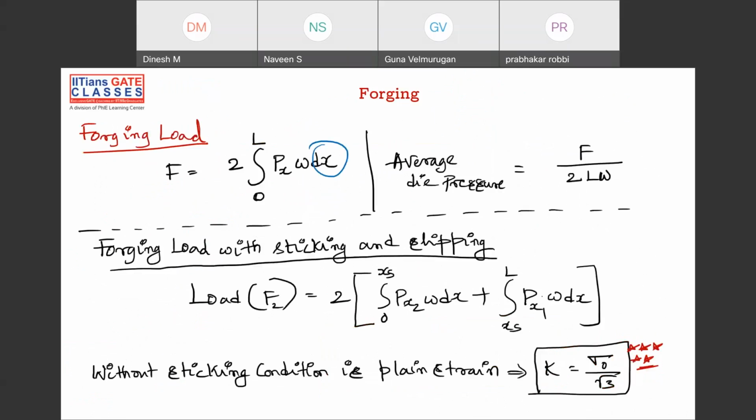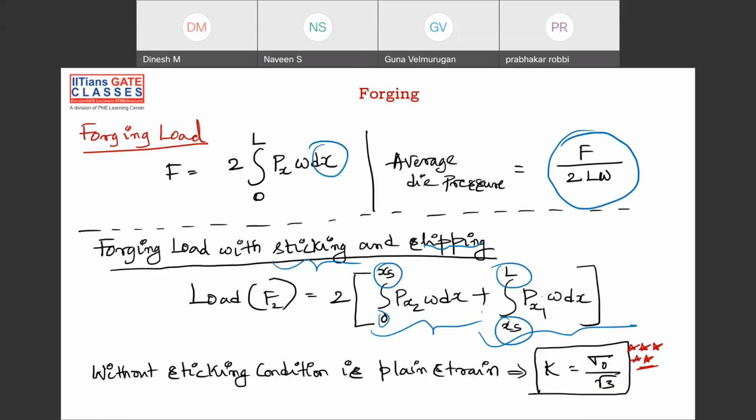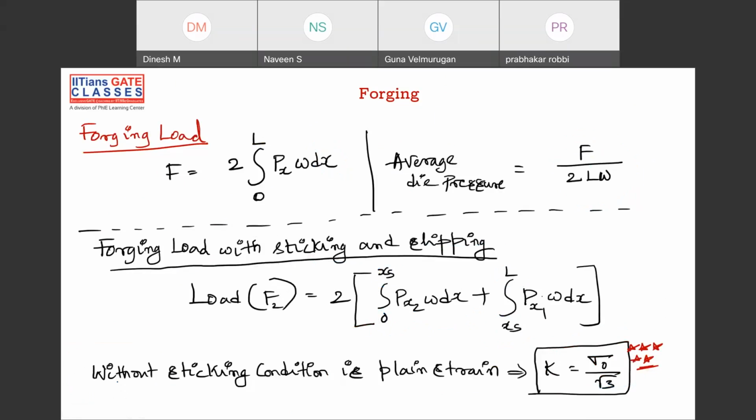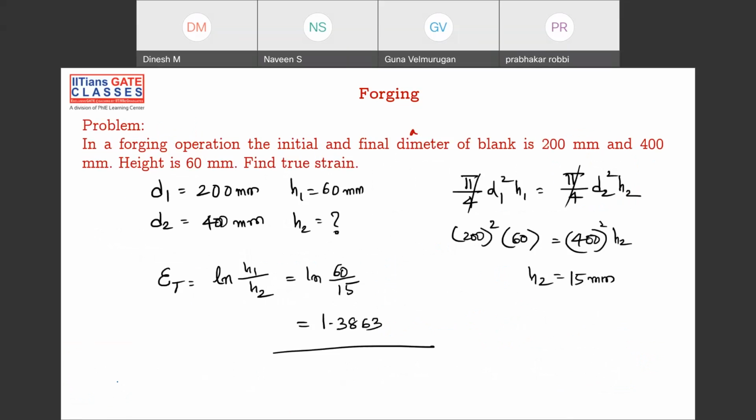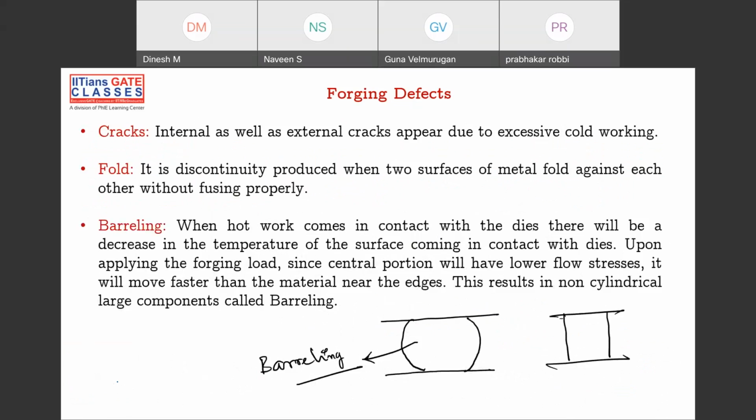So this is the force, and the average force is nothing but F by 2L, F by 2LW. And if the force is with sticking and slipping, then you have this formula, both the things. From 0 to x, it is sticking. From x to L, it is slipping. And the condition we are using is sigma by root 3, because we will mostly be using the von Mises criteria. Yes. And these are the formulas.